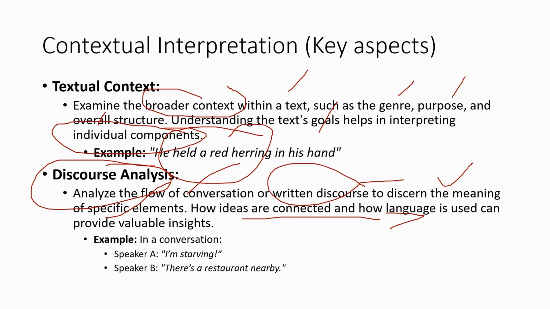Now let's consider another example. There are two friends who are talking with each other. One says, I'm starving. Link it with the other one. There is a restaurant nearby. So one is saying that he is hungry. So the second is suggesting, there is a restaurant. We may have lunch, dinner, or breakfast somewhere. So these things are linked with the context or some particular event. So this is called discourse analysis.